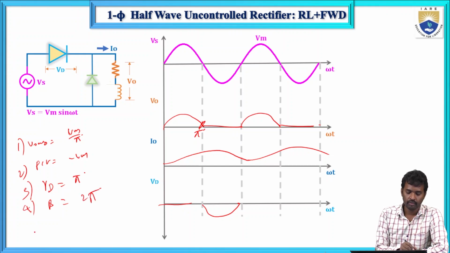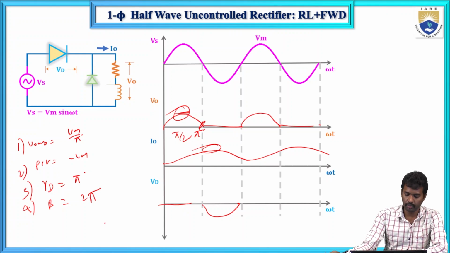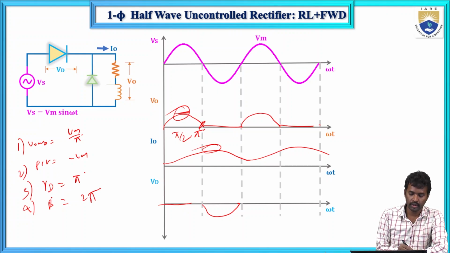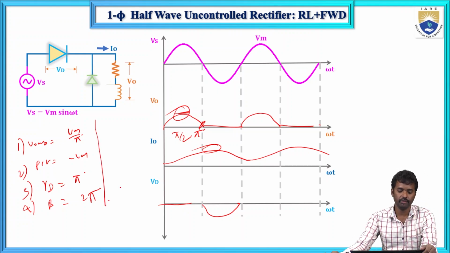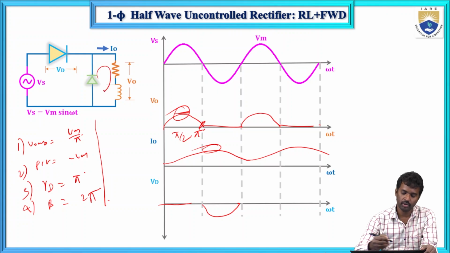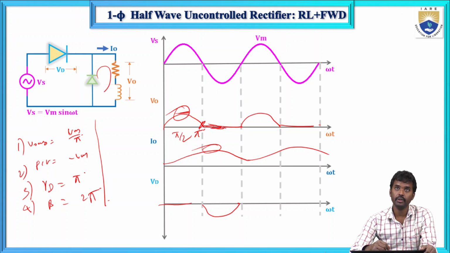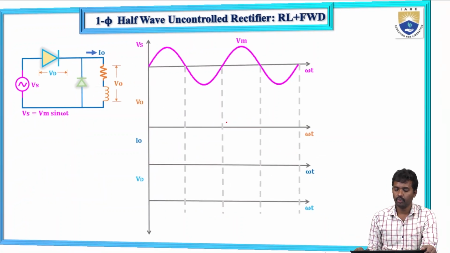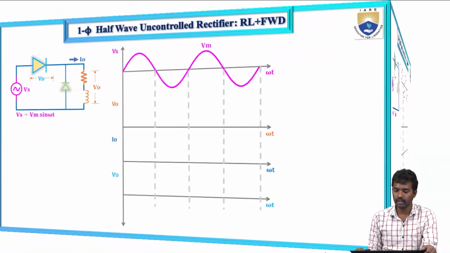Now what about the conduction angle? The maximum value of output voltage is at pi by 2 only, and the maximum value of output current is in between pi and 2 pi. These are the most important advantages of the freewheeling diode. The freewheeling diode is conducting from pi to 2 pi only.